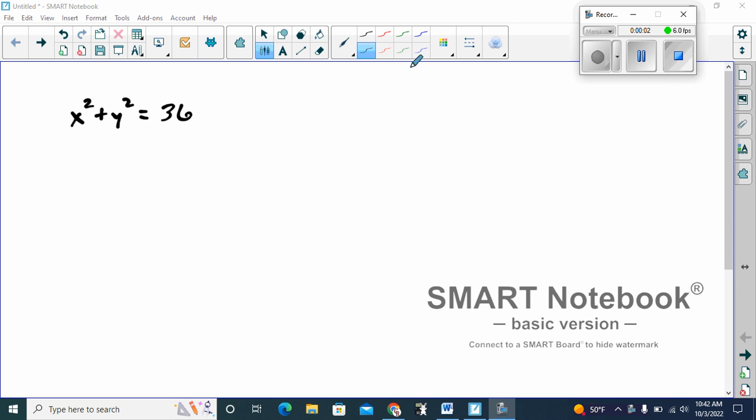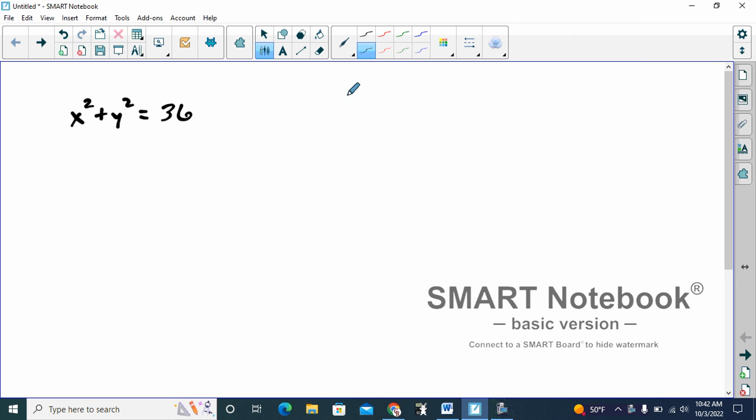Question number 35 on page 142 asks us to evaluate the second derivative, so d squared y over dx squared of x squared plus y squared equals 36. We want to start by getting dy dx, use implicit differentiation, so x squared would have a derivative of 2x, y squared, our derivative is 2y times dy dx. Derivative of 36 is 0.